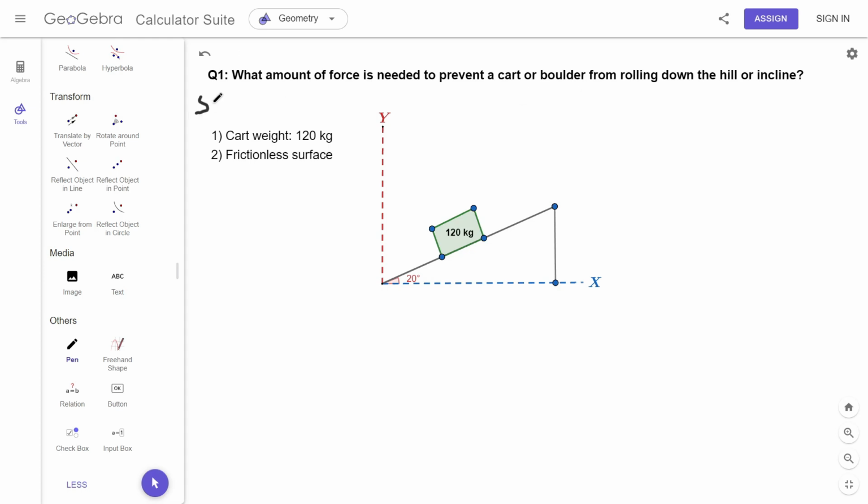In the first scenario, we will consider a cart weighing 120 kilograms rolling down an incline that is tilted at an angle of 20 degrees. We will assume that the surface of the incline is frictionless. We will solve each scenario using different approaches.